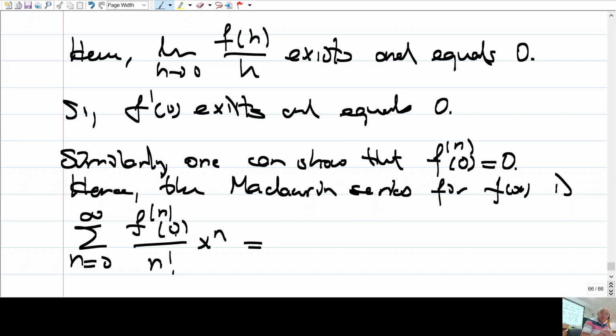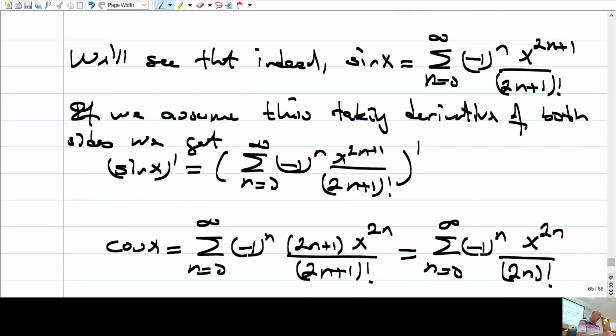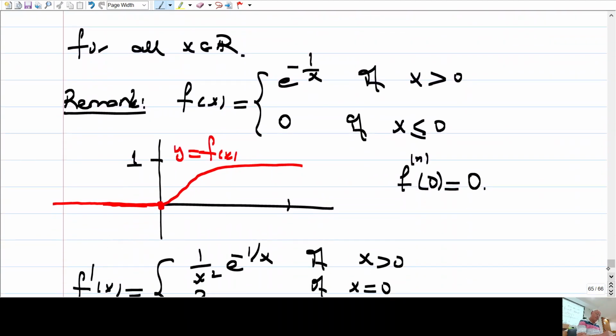Well, all these derivatives are 0. Therefore, this is just 0. Okay? Well, the Maclaurin series of the function is just 0 because all these coefficients are 0. But this function is not 0, right? This function is not 0.